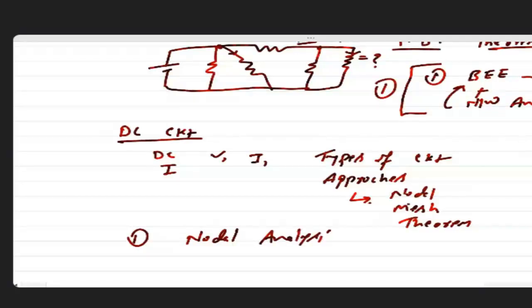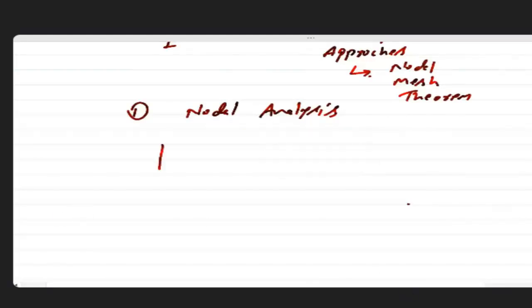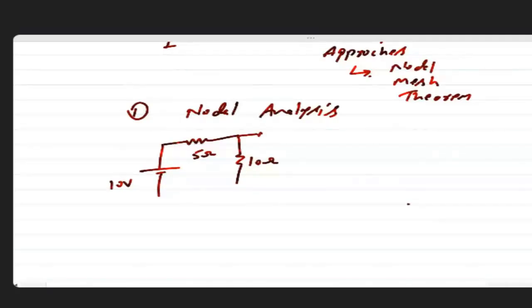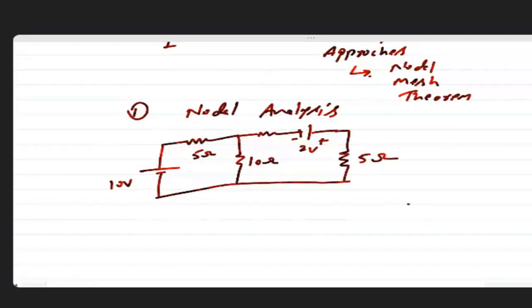Okay. So again, I am assuming a next question. Let's say some tricky question. A 10 volt battery, 5 ohm resistance, 10 ohm resistance, a 2 volt source with minus and plus terminals, and 5 ohm. Now I am saying find the current in this branch.